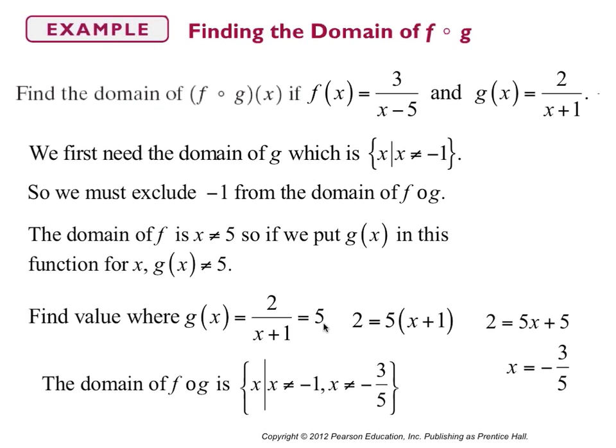And if you go ahead and solve this by subtracting 5 and dividing by 5, you get x equals negative 3/5. So the domain of f composed with g of x is going to be x such that x is not equal to negative 1, because that caused an issue with your original function, your g of x, and also x not equal to negative 3/5.